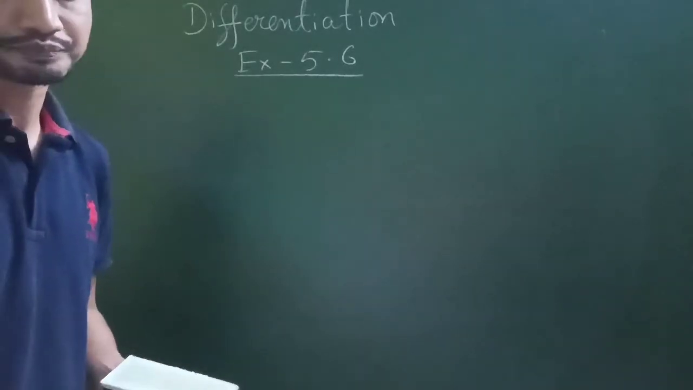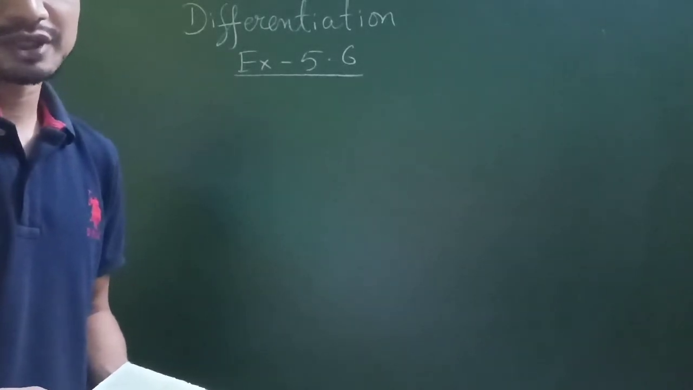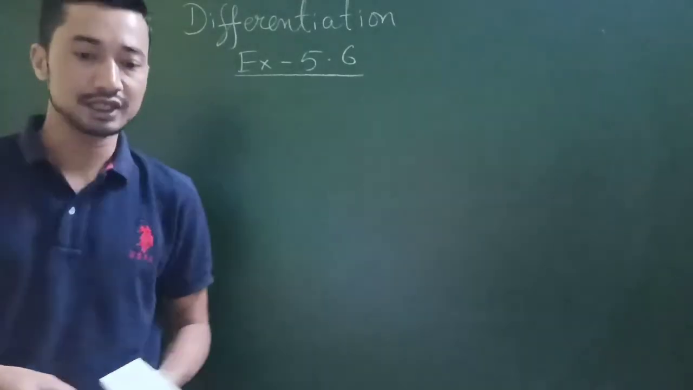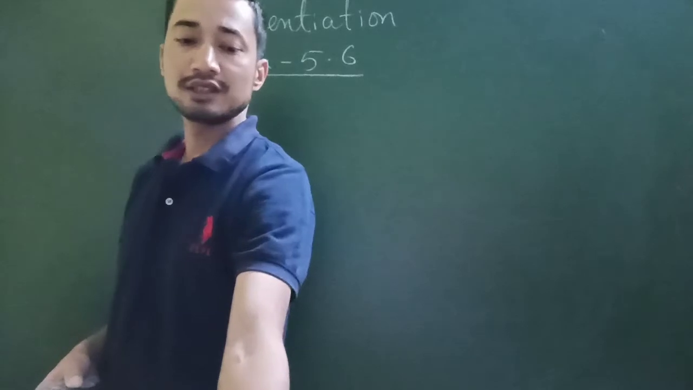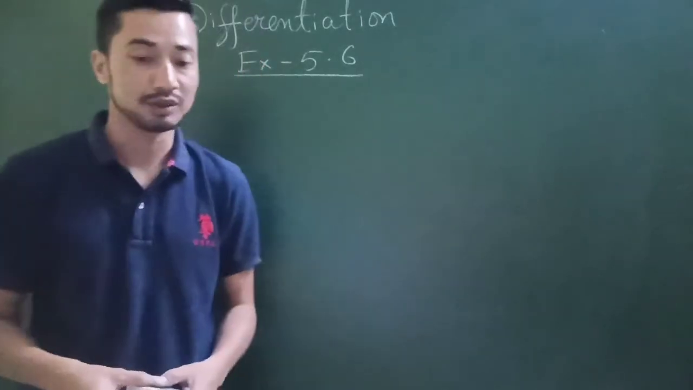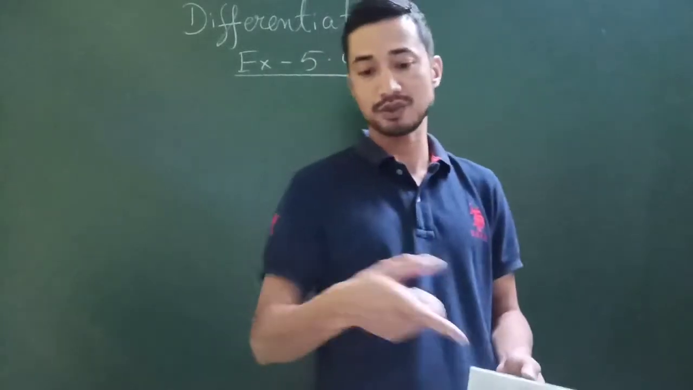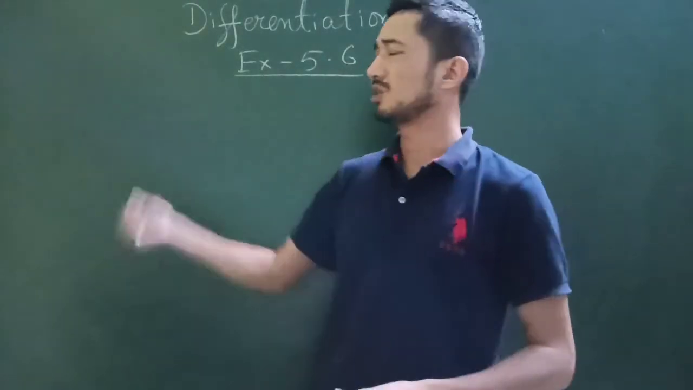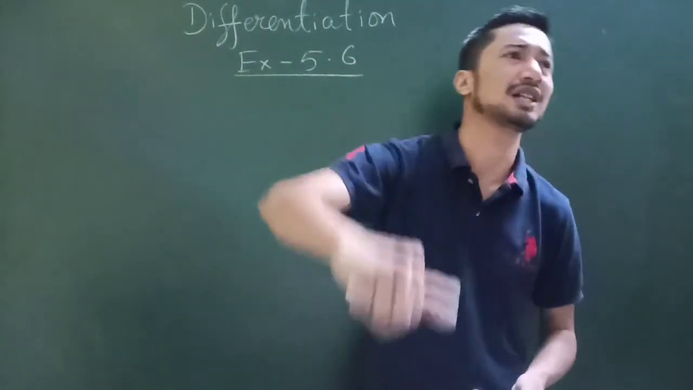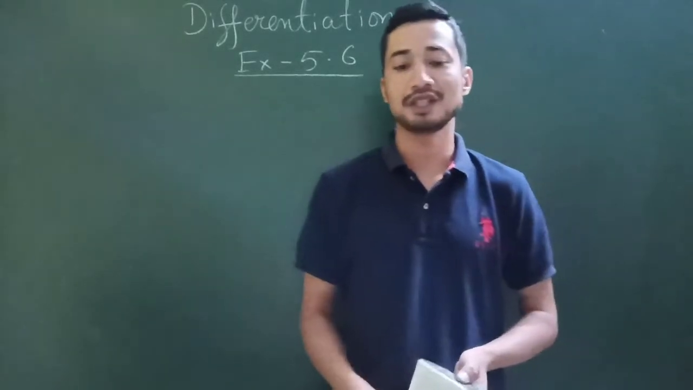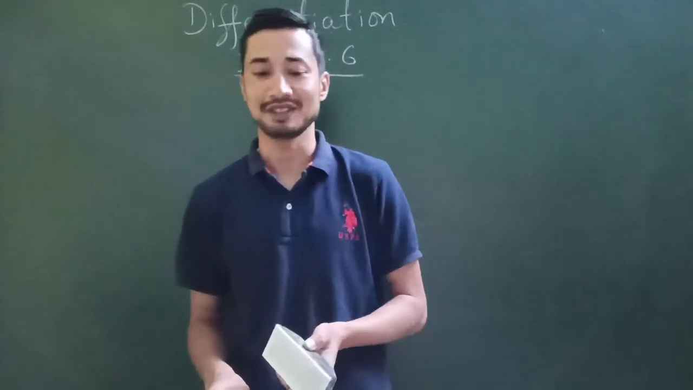The question is: if x and y are connected parametrically by the equations given in exercises 1 to 10, then without eliminating the parameter, find dy by dx. I hope you've got your textbook, pen, paper, everything ready. I'm just reading it through the textbook. I don't want to write all the questions again, it's kind of boring. That's why I've kept the textbook in front of me, and I'm just going to read from it.